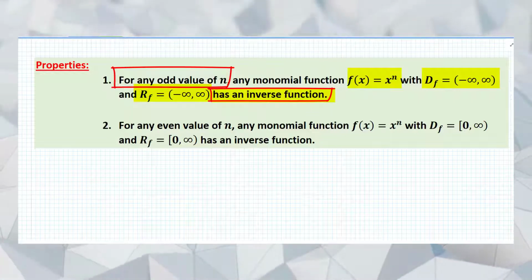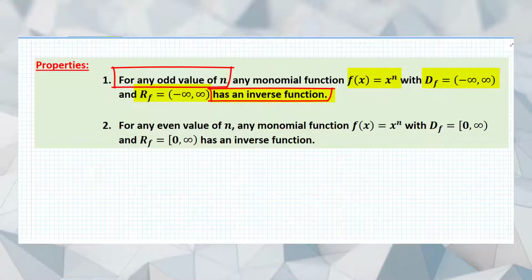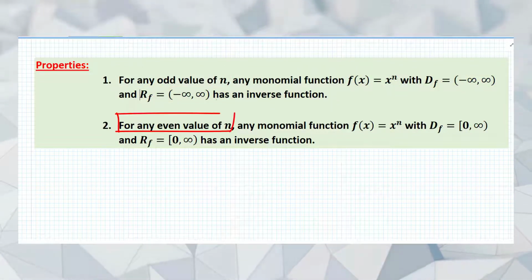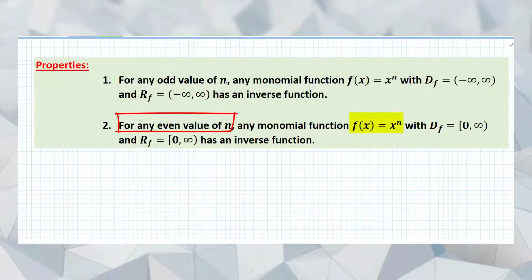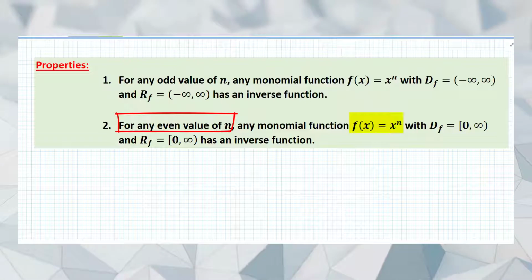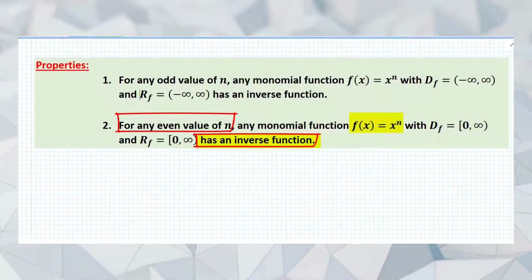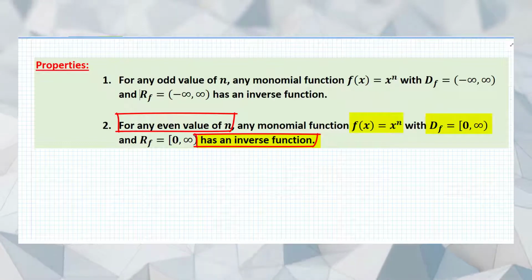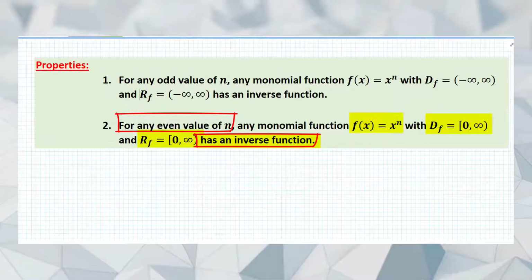Remember, the entire graph passes the horizontal line test. On the other hand, when n is even, then the monomial function f of x equals x to the n will be one-to-one, will have an inverse only when I restrict the domain to [0, infinity). And the range of this function is going to be [0, infinity).